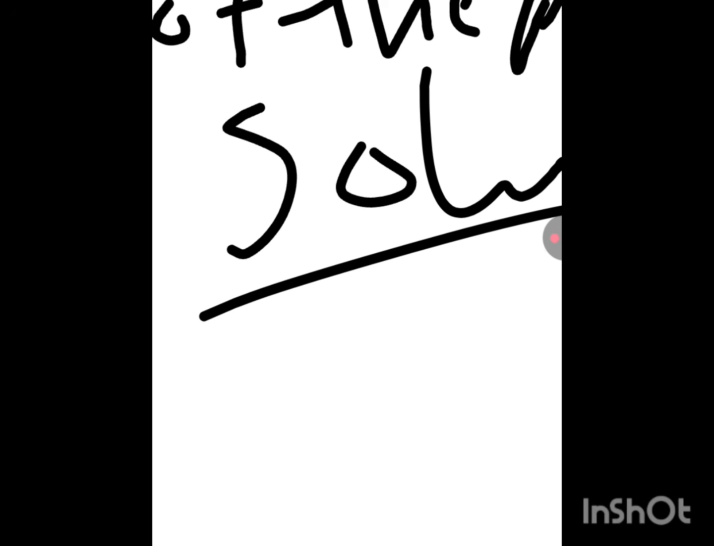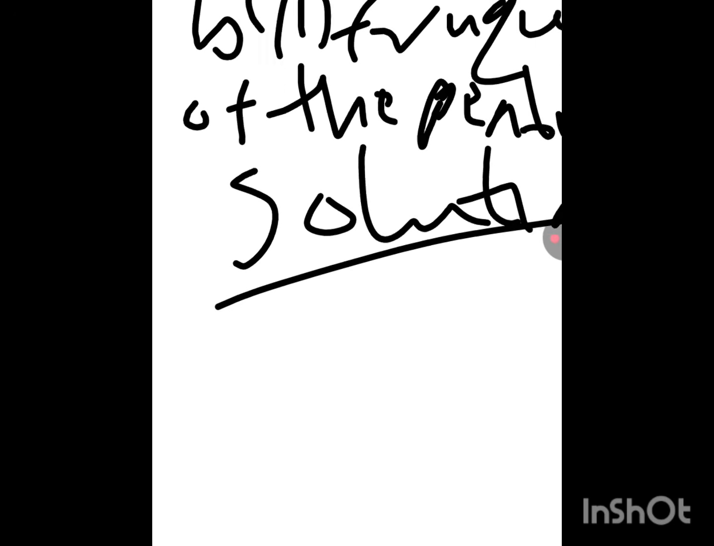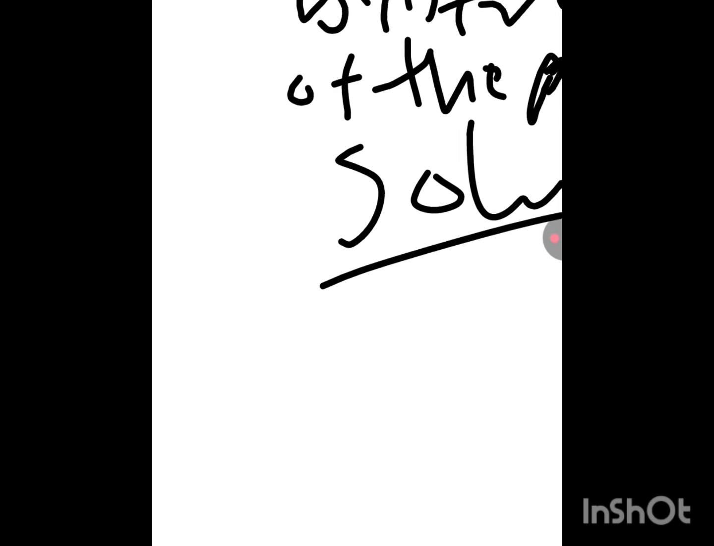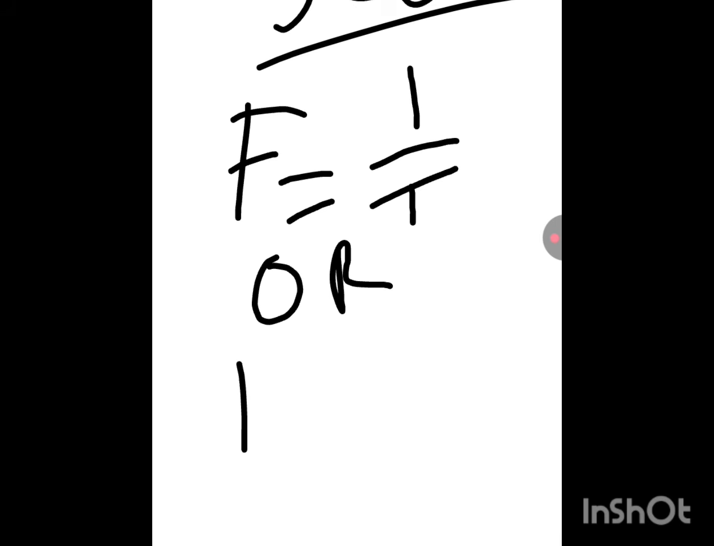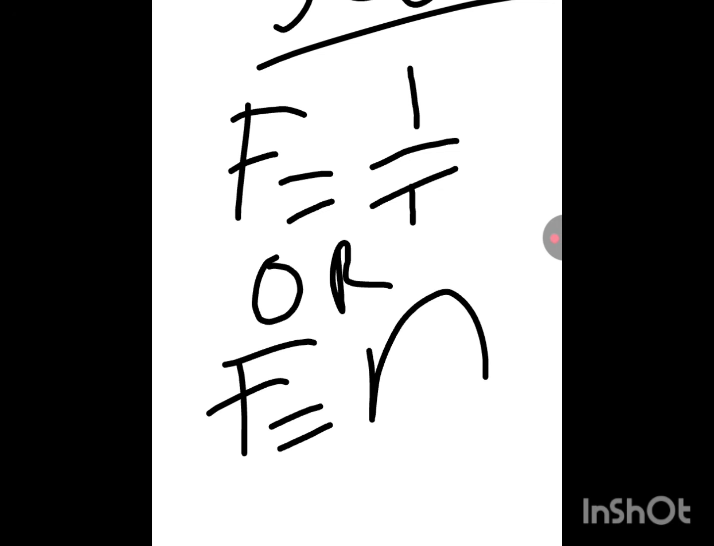So let's proceed to question B2. Calculate the frequency of the pendulum. For the frequency of a pendulum, we have two formulas that we can use. Frequency is equal to 1 divided by period, or we can use this formula which says frequency is equal to number of oscillations divided by time. I'm going to use these different formulas to prove that we get the same answer.